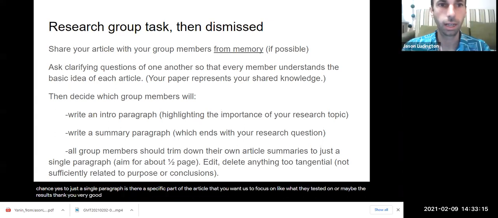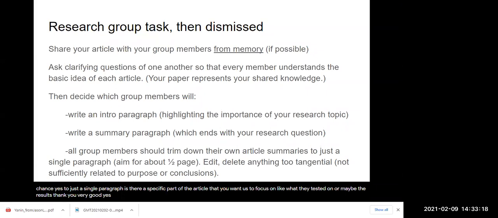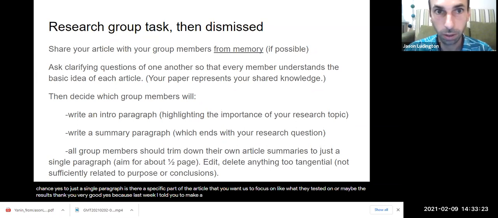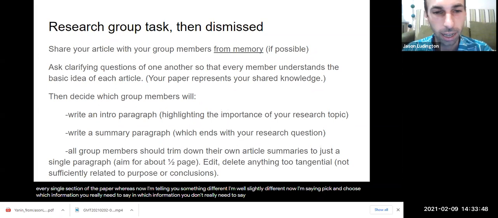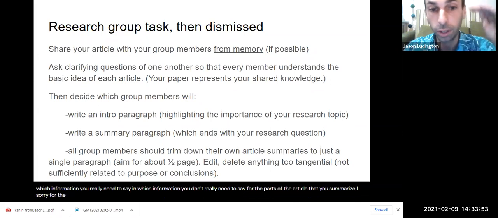Very good. Yes. Because last week I told you to make what we could call a structured summary, where you summarize a bit of every single section of the paper. Whereas now I'm telling you something slightly different. Now I'm saying pick and choose which information you really need to say and which information you don't really need to say for your summary.